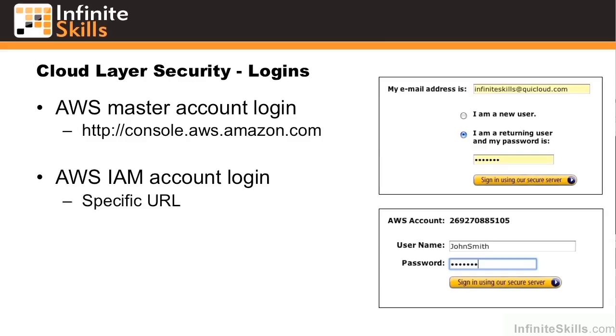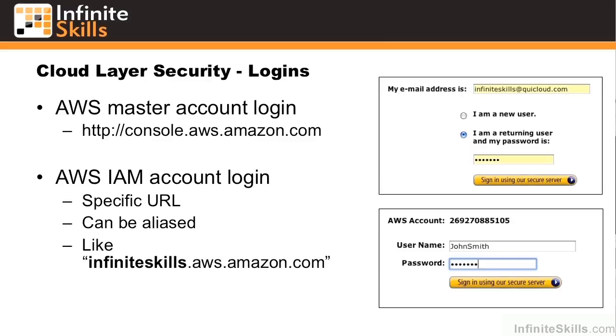Notice that the URLs for these are going to be completely different. The master account login is going to be console.aws.amazon.com. The IAM account login is going to be given to you at creation time. It's going to be an ugly long URL, something like 29627.something.aws.amazon.com, but it can be aliased, so you can do stuff like make your login URL be infiniteskills.aws.amazon.com. Please note the differences. Be very careful when you're logging in with the master account, as this would be akin to logging into the root account in a Linux server.